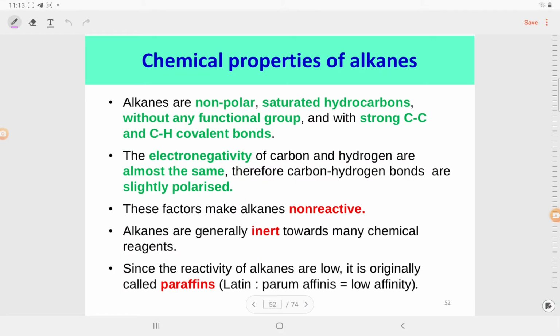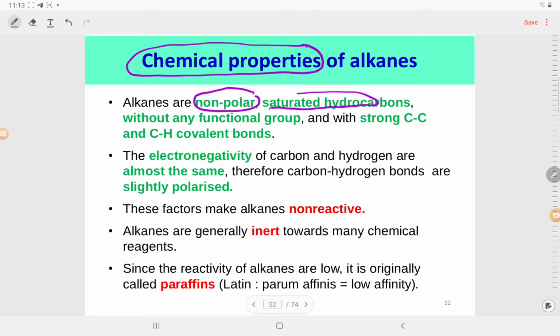So now we are focused on the concept of chemical properties, basically the relationship of them to chemical reactions. The most important thing here is the character of alkanes: no functional group. So they are non-polar, saturated hydrocarbons, and we have strong covalent bonds between carbon and hydrogen.